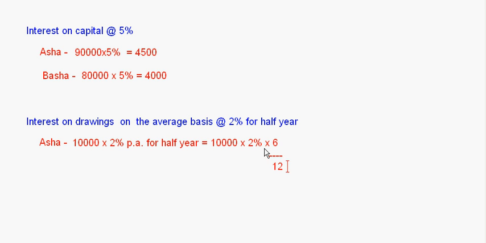6 upon 12, which comes to 100 rupees, right? And for Basha it will be 20,000 into 2%, again for 6 months only, into 6 upon 12, which comes to 200 rupees, right? So this is the next step.